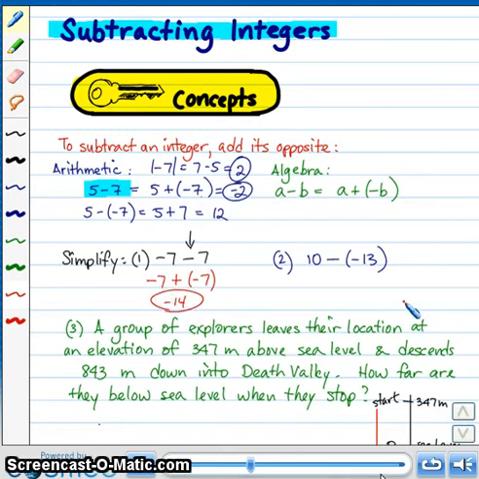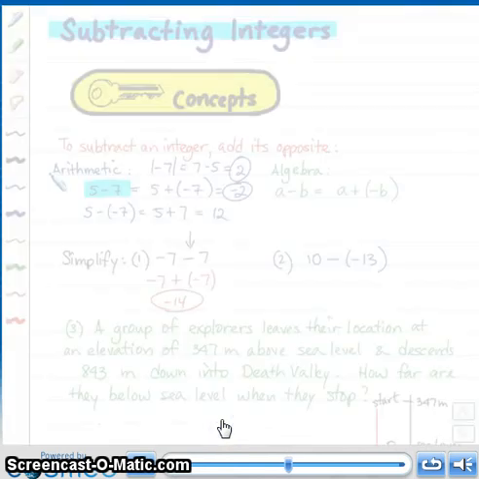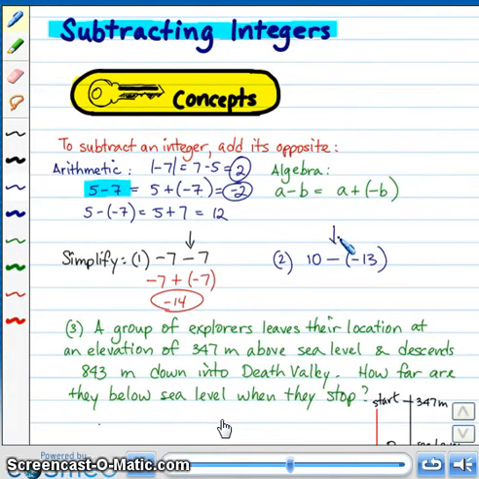Okay? Why don't you go ahead and try number 2 on your own, and when you're ready, you can continue. Okay, well, again, I'm going to take the subtraction and change it to addition, and I'm going to add the opposite of negative 13, so I'm going to add 13, and that's going to give me 23.